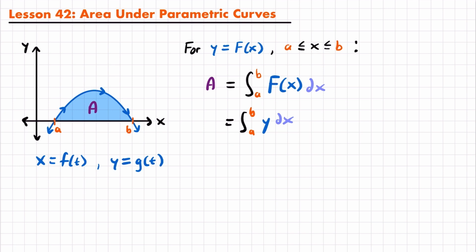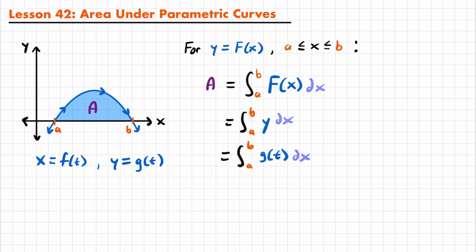And so what we can do is begin to use our parametric equations to make some substitutions in this integral, right? We know that y is equal to some function g of t. And so we could replace y in this integral with what y is equal to in terms of t, right? We could rewrite this integral to be the integral from a to b of g of t times dx. All right, now of course we don't want to leave it in this form because you can't integrate this function defined with t with respect to x.